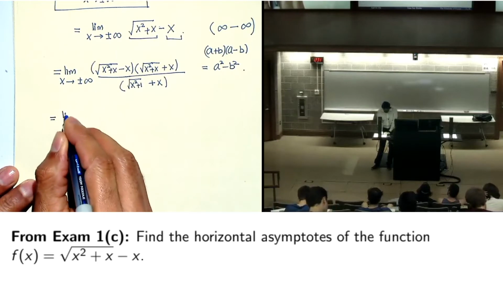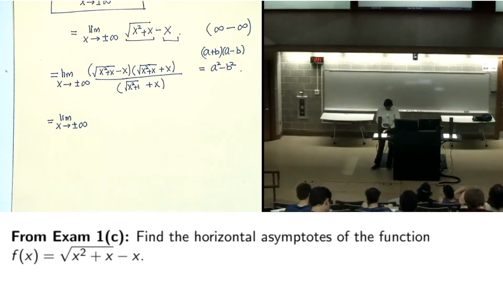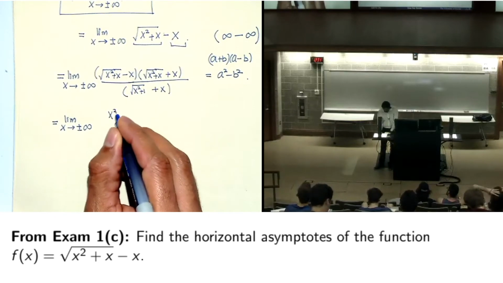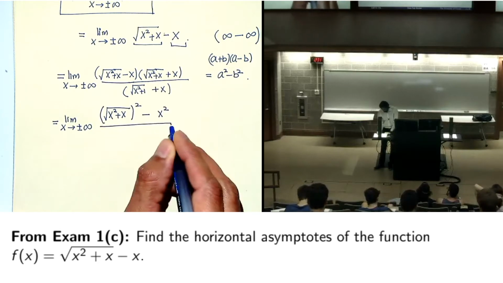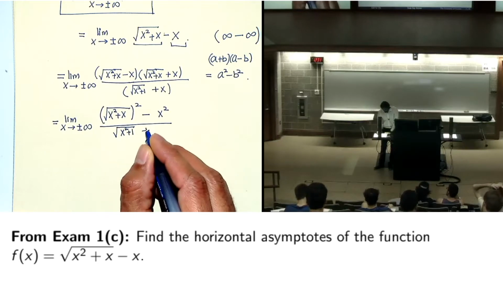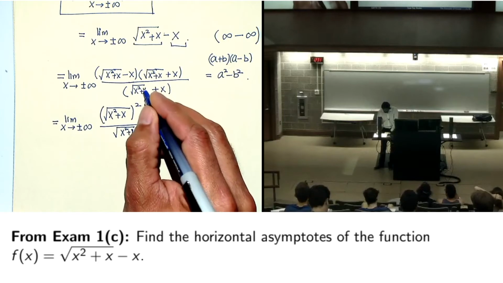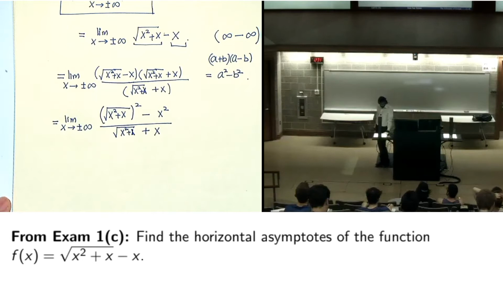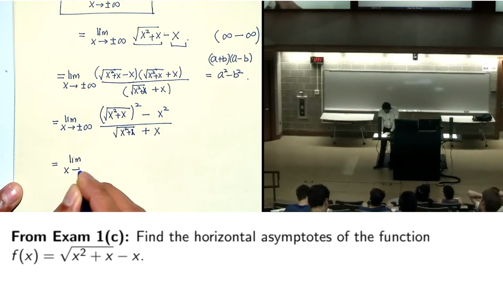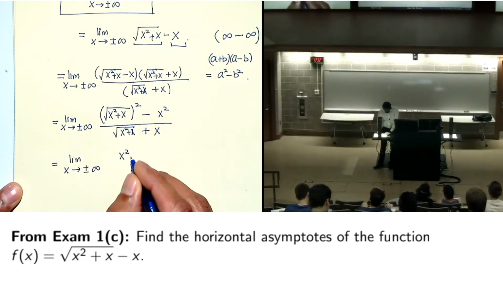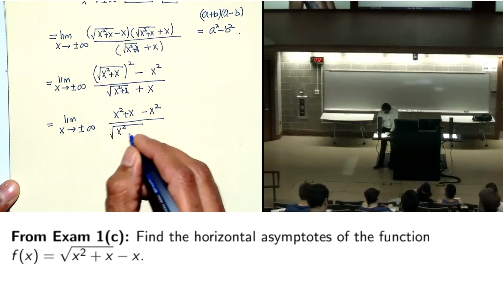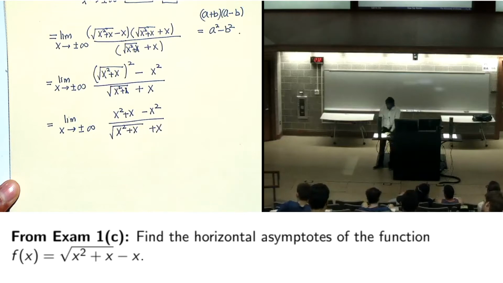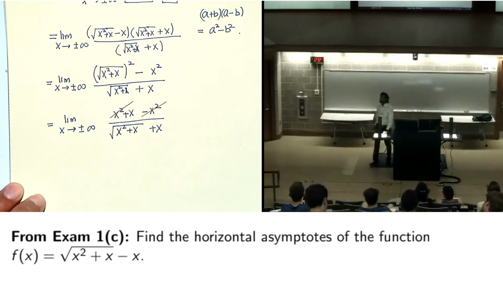So this will be the limit as x approaches plus or minus infinity of the square of the square root of x squared plus x, minus x squared, and the entire thing in the denominator is the square root of x squared plus x, plus x. What do you think about the denominator? In the numerator, we get x squared plus x minus x squared. Square and square root do not like each other, so they cancel. Plus x, and x squared cancels with x squared. Is that clear?